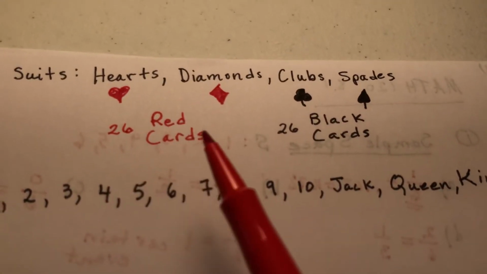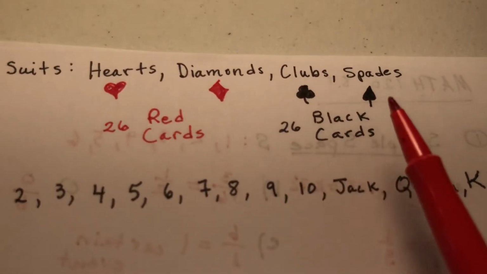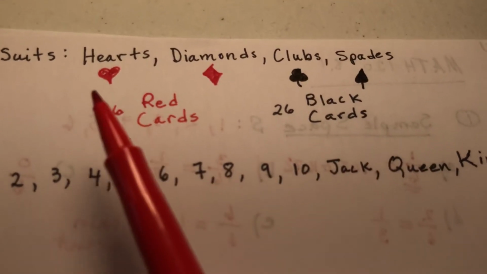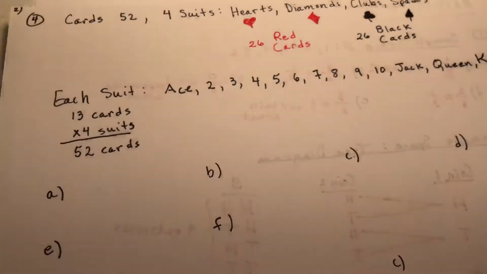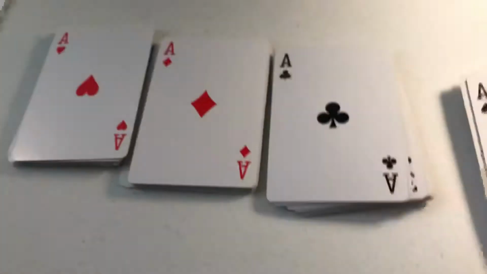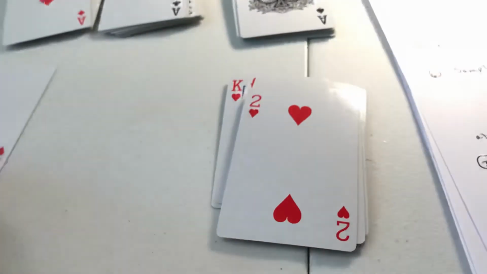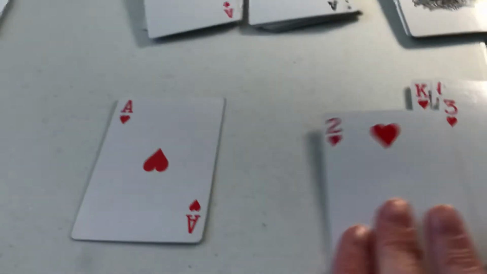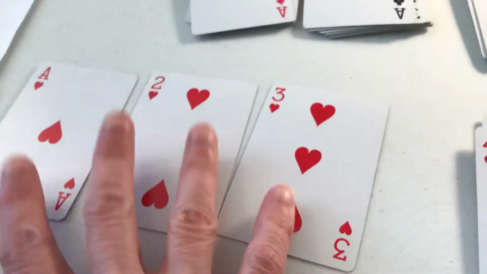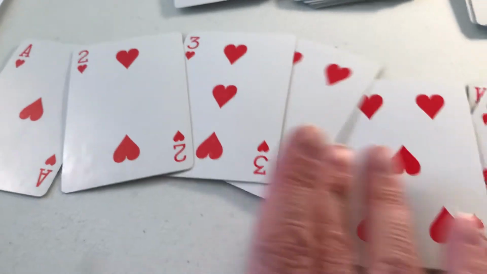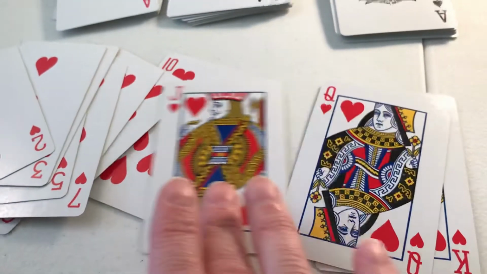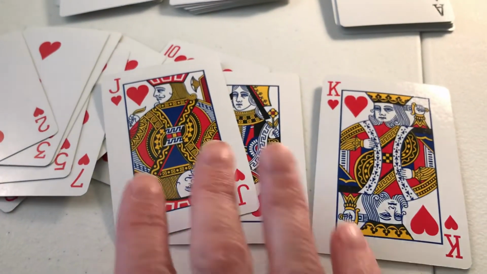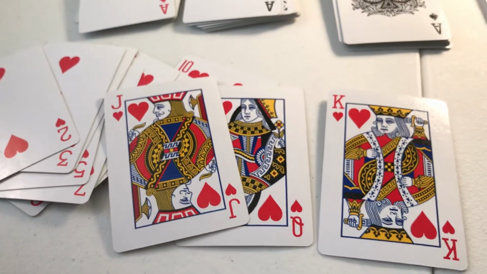Now there are 26 red cards and 26 black cards, because clubs and spades are black and hearts and diamonds are red cards. Now you also should know that each suit has, let's take a look here, an ace, 2, 3, 4, 5, 6, 7, 8, 9, 10, and this is called a jack, a queen, and a king. All right, the royals.